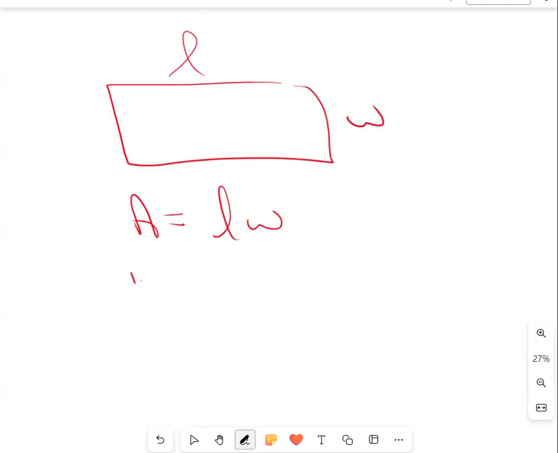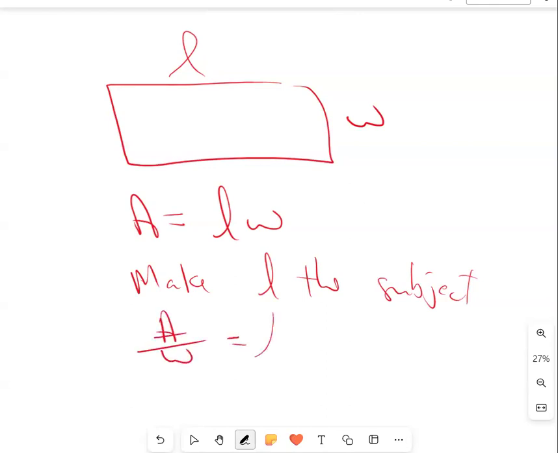So let's say you want to make L the subject. L is multiplied by W, so you take the W across and divide. So you have A over W equals L. Right? If you want to write it, you can write it this way.